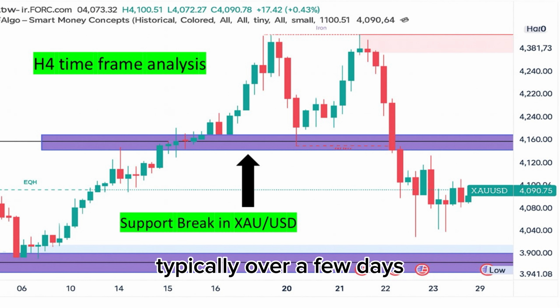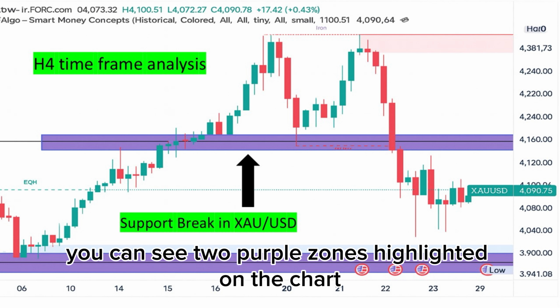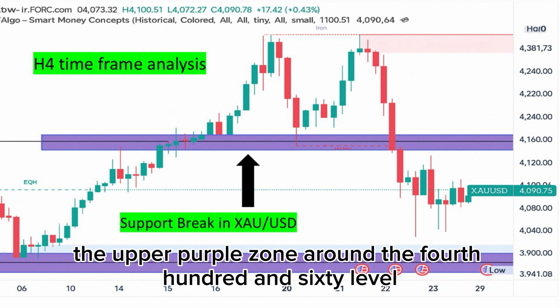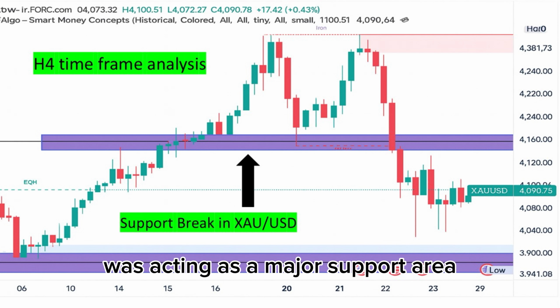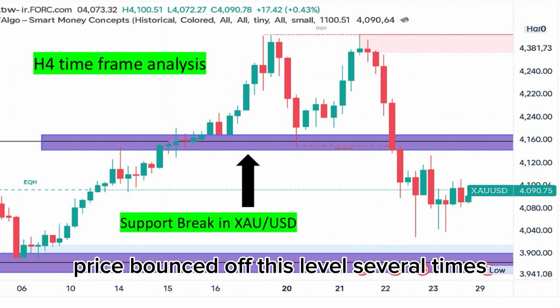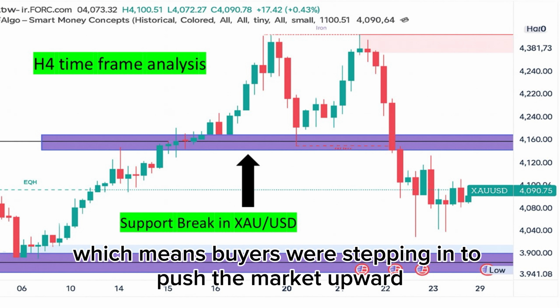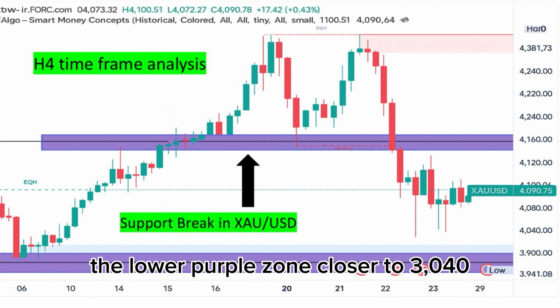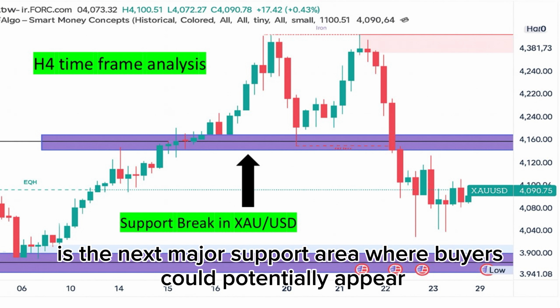If you look closely, you can see two purple zones highlighted on the chart. These zones represent key support and resistance levels. The upper purple zone, around the 4,160 level, was acting as a major support area. Price bounced off this level several times, which means buyers were stepping in to push the market upward every time price reached this point. The lower purple zone, closer to 3,040, is the next major support area where buyers could potentially appear again.